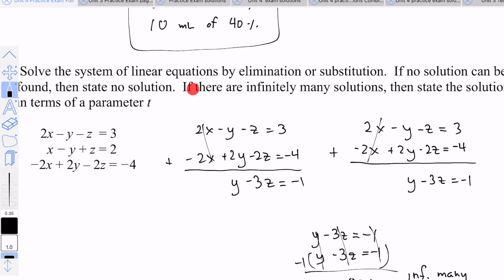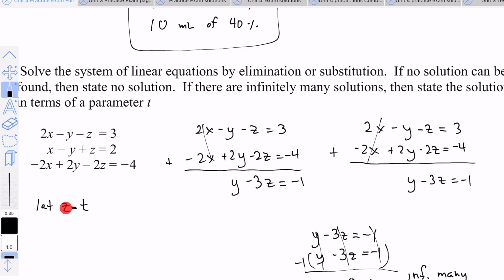So according to this, if there are infinitely many solutions, then state the solution in terms of a parameter t. This is what we practiced in section 5.2. And the way we did it with 3 variables is we start by letting z equal t. So what we do now then is solve for the other 2 variables, y and x, in terms of t.